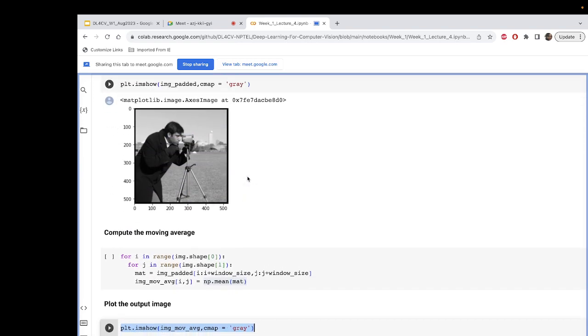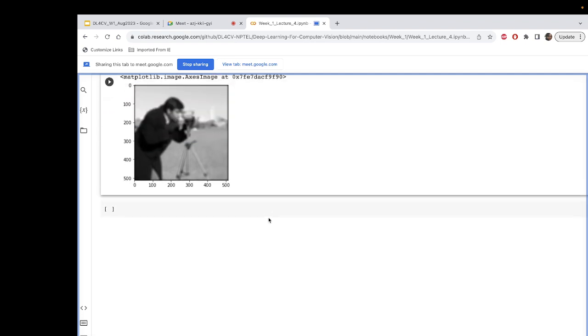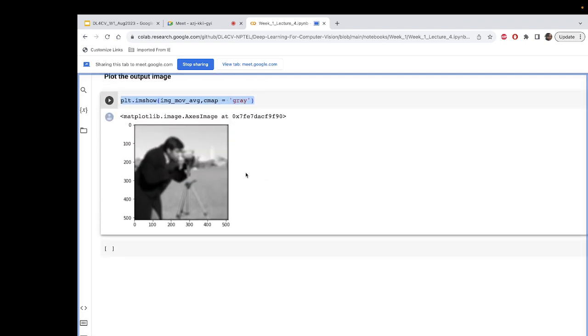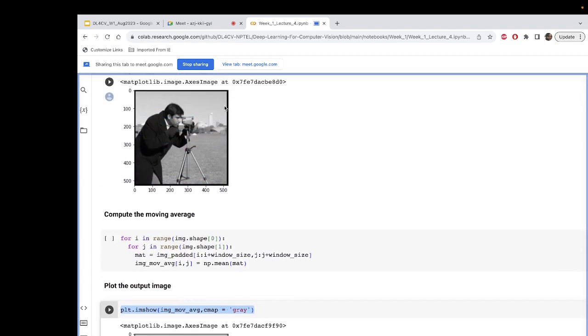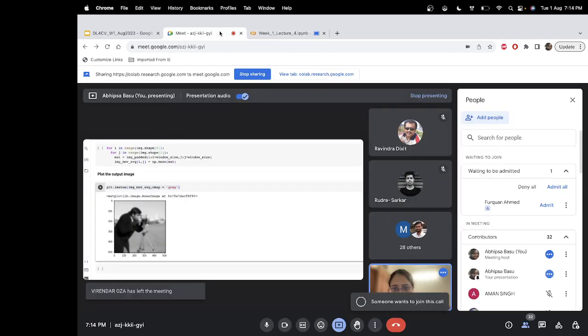So now that we have ended this, I'll ask this one last question. This is all I have for today. Can anybody tell me why this image got converted to this image?